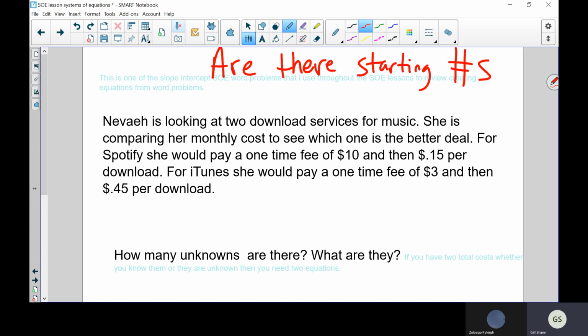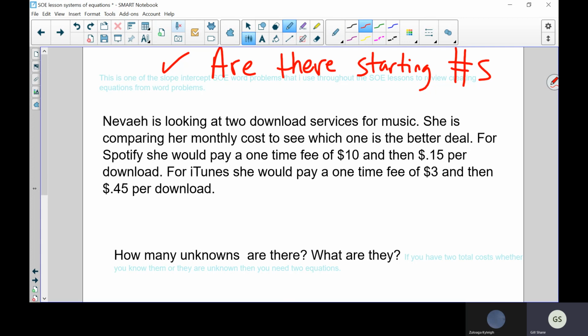Well, in this one, this is about downloads. So before I download any songs, I've got to pay, depending on which service, either $10 or $3 before I download any song. That's a starting number. If we were going to say x equals 0, we would still pay that $10 before we downloaded any song. So yeah, they're absolutely starting numbers.